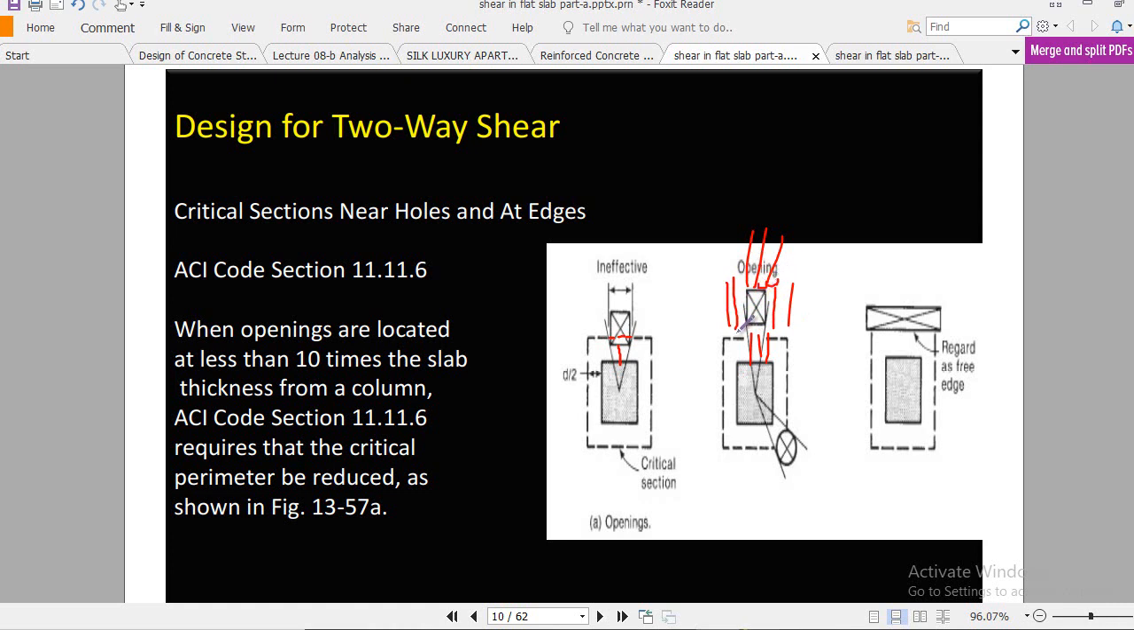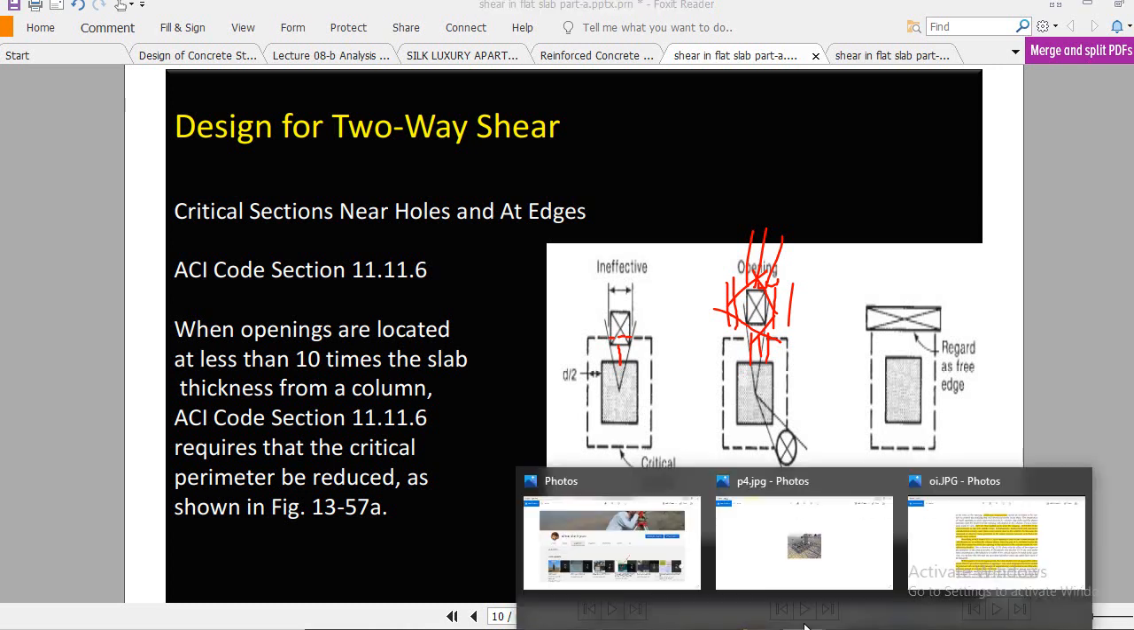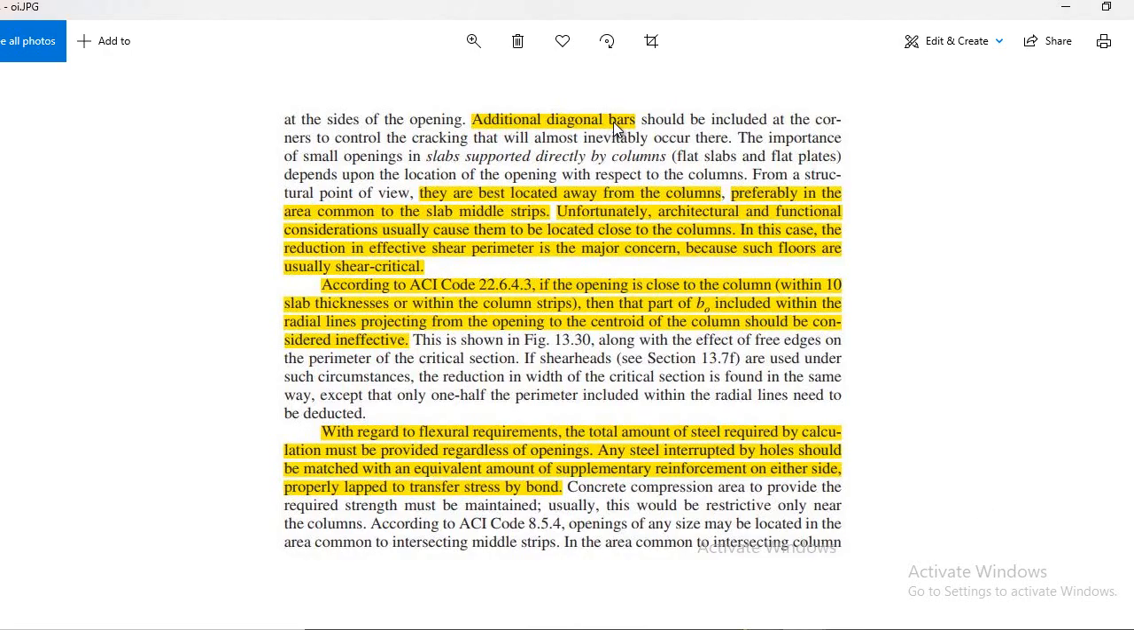Similarly, the code says that you have to provide diagonal bars. This is very important. There are certain criteria for how to provide them, and I will share that inshallah in my coming lecture. These are the code criteria. Similarly, they explain that additional diagonal bars should be included at the corners of the opening.